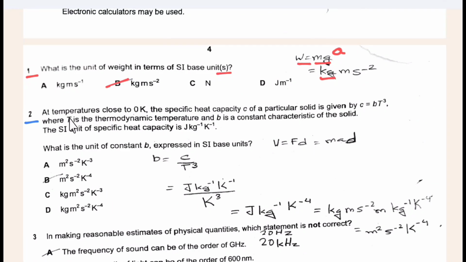Question number 2. At temperatures close to 0 Kelvin, the specific heat capacity C of a particular solid is given by this equation, where T is the thermodynamic temperature and B is a constant characteristic of the solid. The SI unit of specific heat capacity is joule per kilogram per Kelvin. What is the unit of constant B expressed in SI base units? So we need to find the unit of constant B.